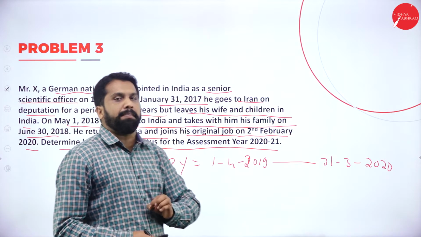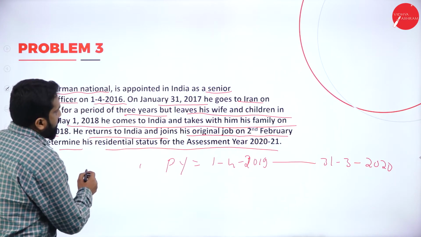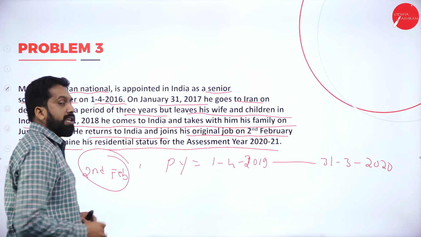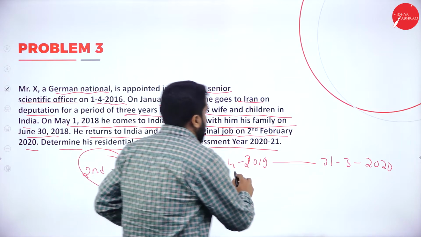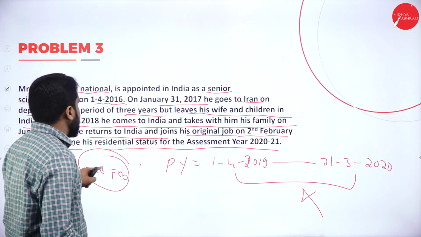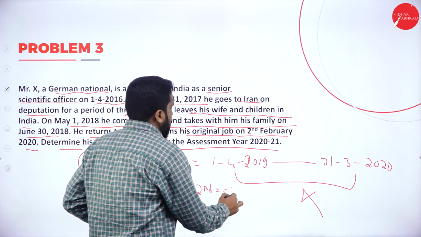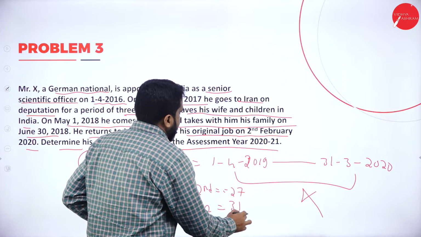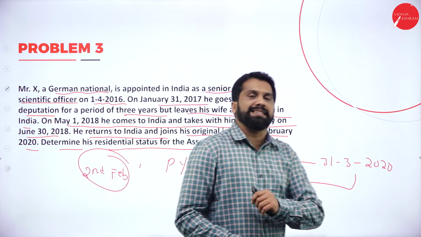When did he come back to India? Yes, he came back on 2nd February. Till 2nd February, he was not there in India. Means, during the previous year, he was not there in India. When did he come? He came on 2nd February. Means, in the month of February, it is around 27 days. In the month of March, it is around 31. Hardly it will come to 59 days.